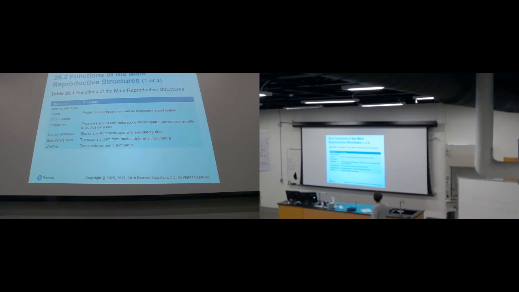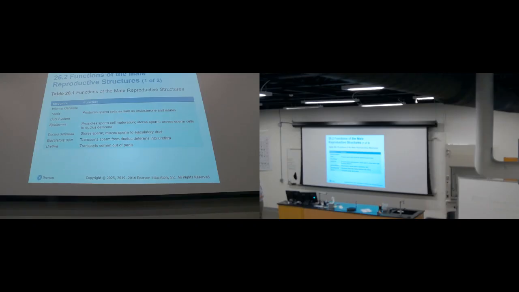So here is a table showing you the functions of the male reproductive system structures. The testes produce sperm cells, testosterone, and a hormone that is called inhibin. When enough sperm cells are produced, you don't need to produce any more, so you send a signal back to the hypothalamus and also to the pituitary gland by a hormone called inhibin. Females also produce inhibin to help regulate the production of egg cells.